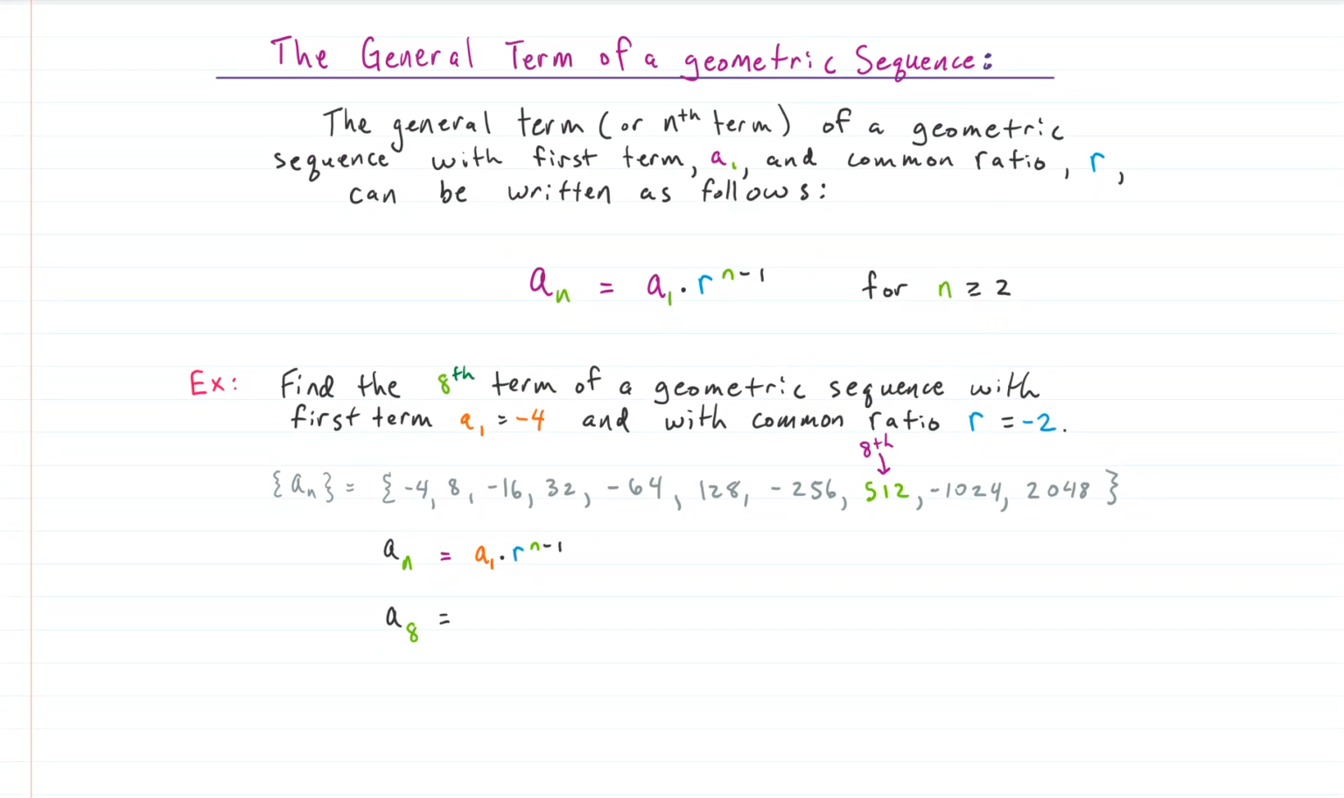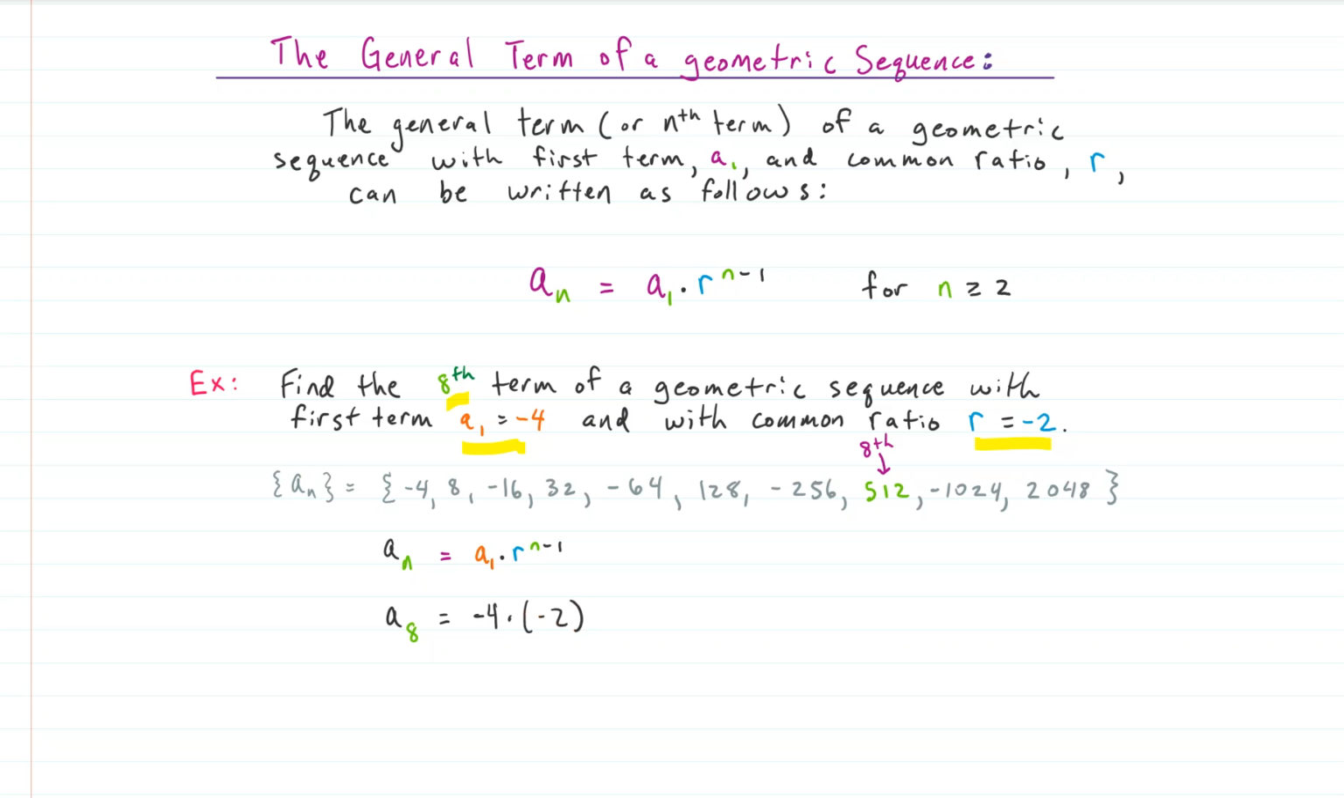So for our example, if we're asked to find the 8th term of a geometric sequence and our first term, a sub 1, is negative 4 and our common ratio is negative 2, then we can do it. A sub 1 we said was negative 4, so let's write down negative 4 for a sub 1. And we're multiplying that by r. We say r is negative 2, so we have negative 2.